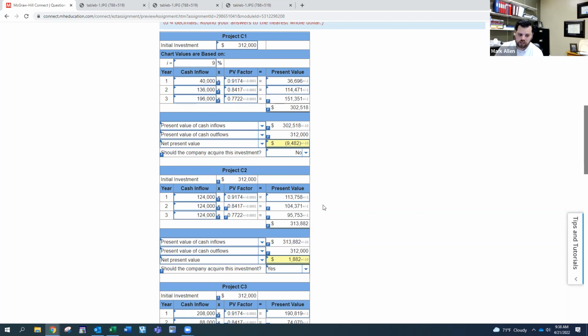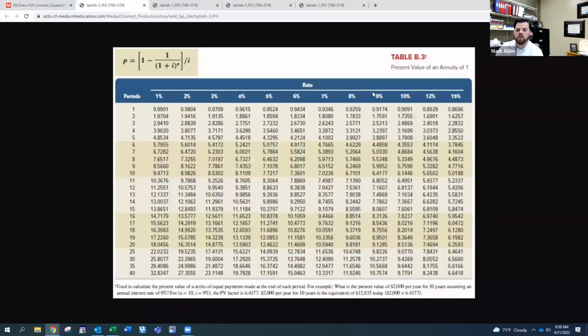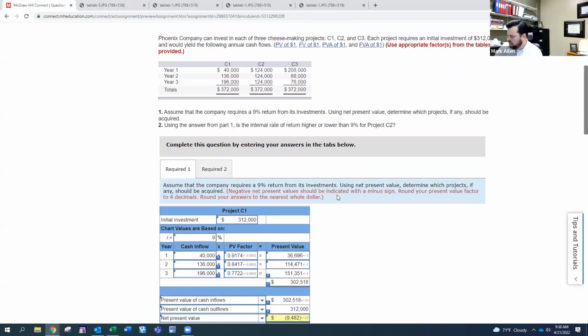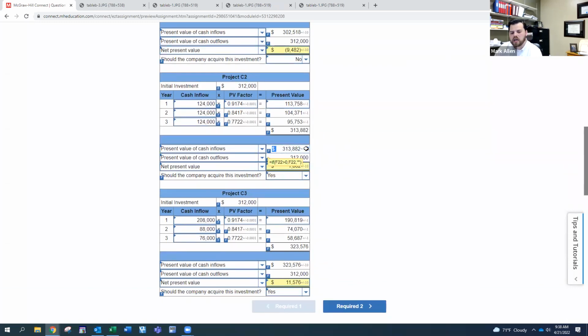Now, what you could have done instead is you could have come up here to table B3, the present value of an annuity of $1, come over to 9%, taken that 124,000 times, in this case, you're going to come down to row 3, 2.5313, and that will give you $313,881. So $313,881, it's off $1 from this because of some rounding issues. But that is how you would use the annuity table. And then you've only got to get one factor.